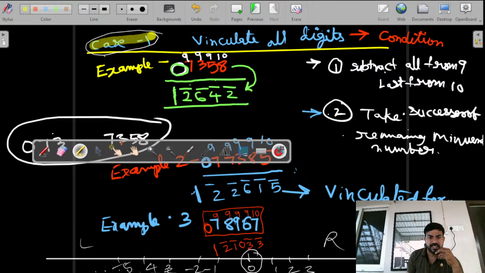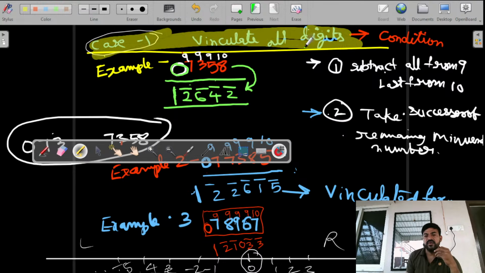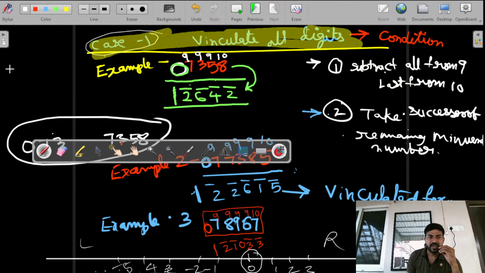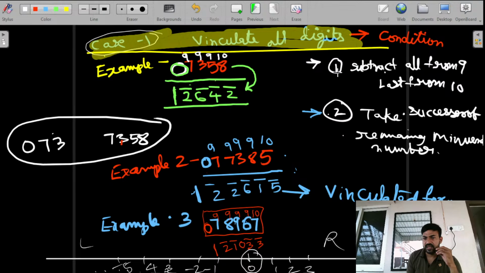See, this is case 1. Look here, I have highlighted "vinculate all digits". That means you have to vinculate every digit, that means you have to apply subtract all from 9, last from 10 on every digit.